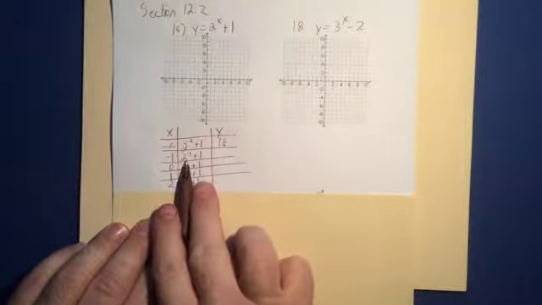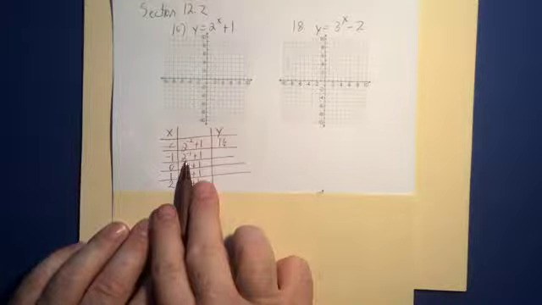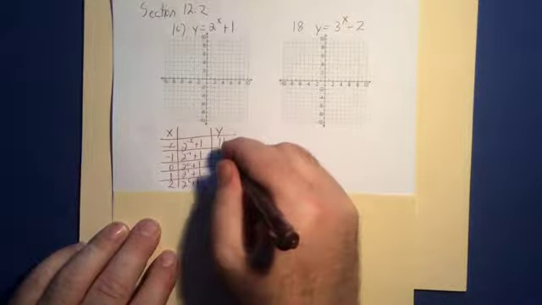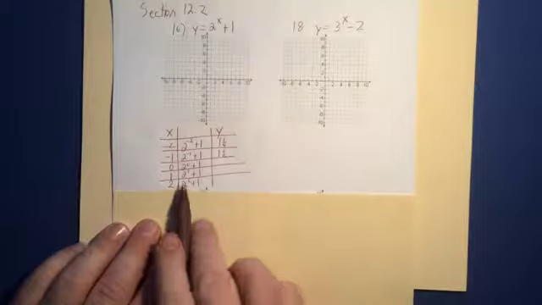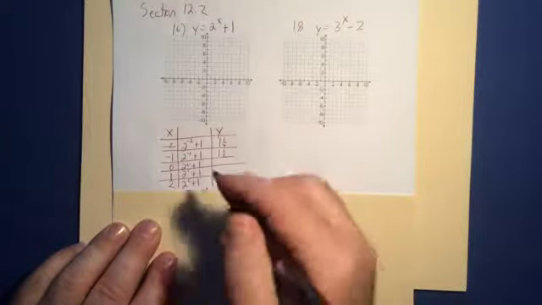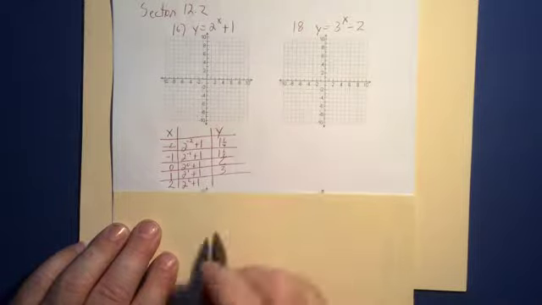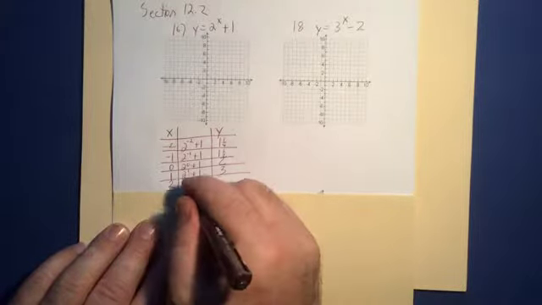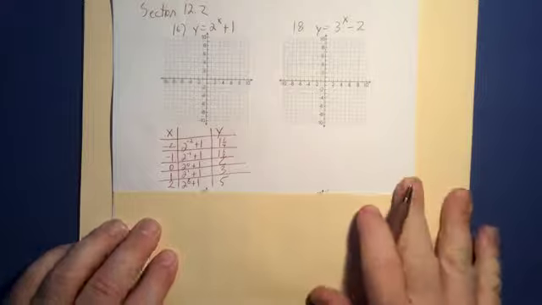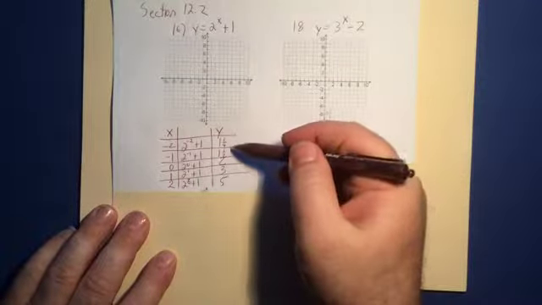Okay. 2 to the -1 is going to be 1/2. 1/2 plus 1 will be 1 1/2, or 3 over 2. 2 to the 0 is going to be 1, so 1 plus 1 is 2. 2 to the 1 is 2, plus 1 will be 3. Then 2 to the second is 4, and 4 plus 1 is 5. So we now have 5 points we can put down here.